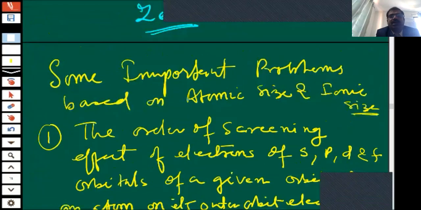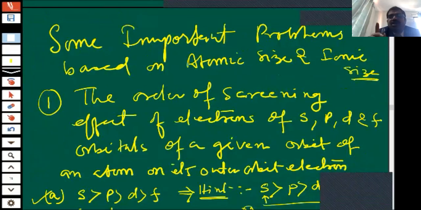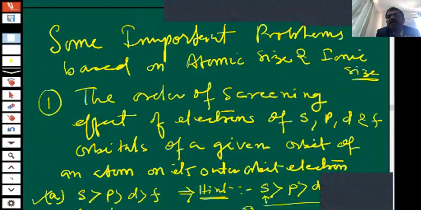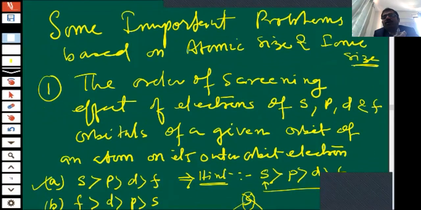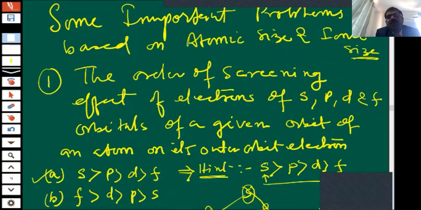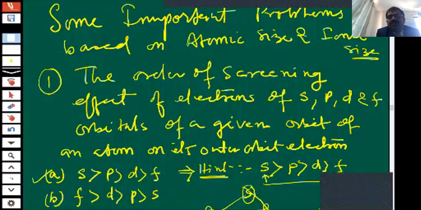Today, till now we have done a complete study of atomic size. And today we are discussing problems. So those who have paid attention and understood all the points regarding atomic radius, they only can solve the problems. And if still there are some problems, please join in your doubt clearance classes.